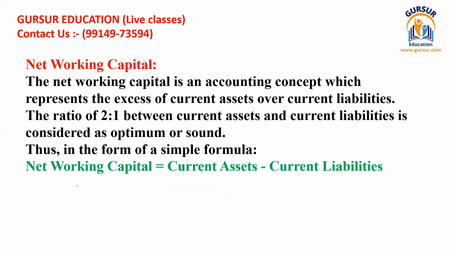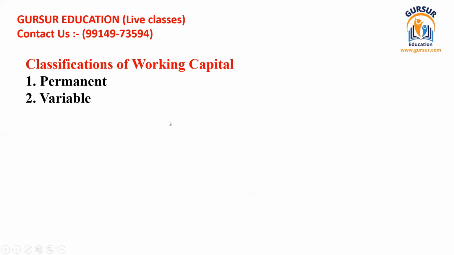And it is always desirable to have the ratio of 2:1 for current assets and current liabilities. This is always desirable from the point of view of optimum level or soundness of working capital. So net working capital is an accounting concept which represents the excess of current assets over current liabilities. So this is all about that. I hope you would have understood this. Now I'm just going to move further.